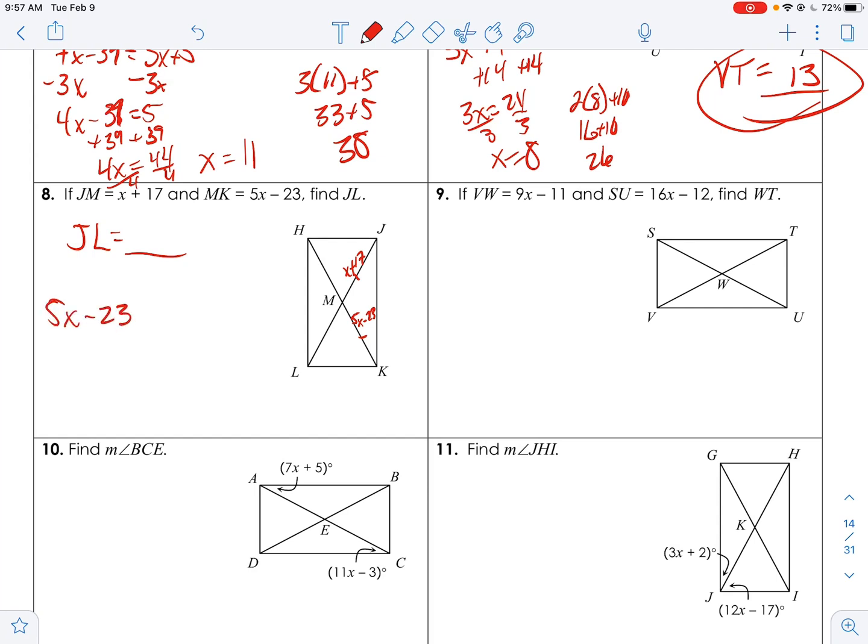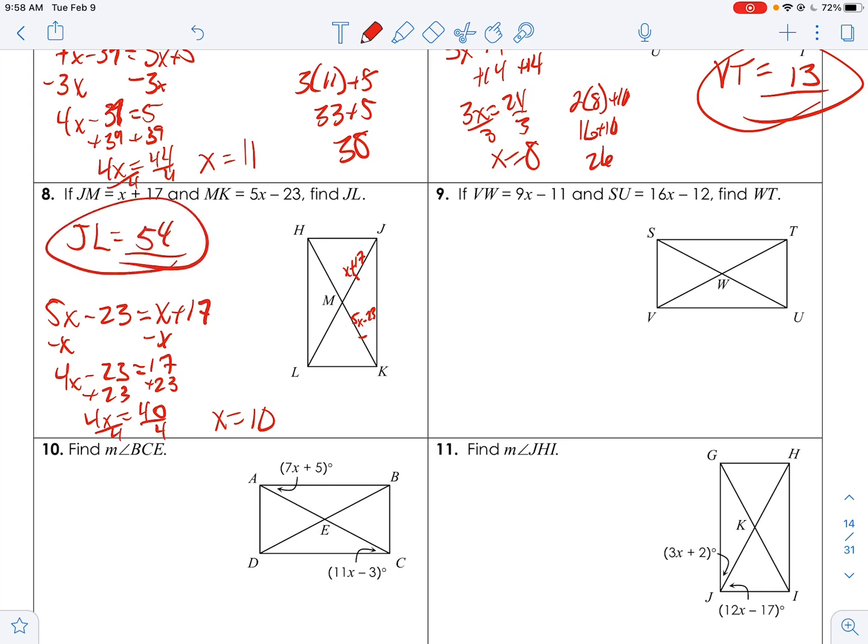So I know that 5x minus 23 is equal to x plus 17. Minus x: 4x minus 23 equals 17. Add 23. 4x equals 40. Divide by 4. x equals 10. Once I know that x equals 10, I can plug it in. 10 plus 17 is 27 times 2. 2 20s is 40. 2 7s is 14. So that's a total of 54. This time we're finding WT.